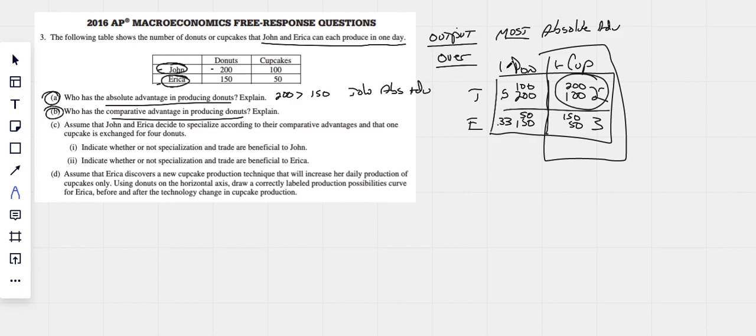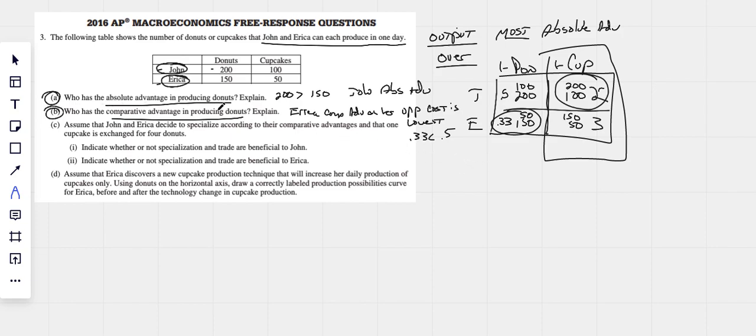For every one donut produced, John gives up 0.5 cupcakes. And for every one donut produced, Erica gives up 0.33. She is the most efficient at producing donuts. So we would say here that Erica has comparative advantage as her opportunity cost is lowest. 0.33 is less than 0.5.